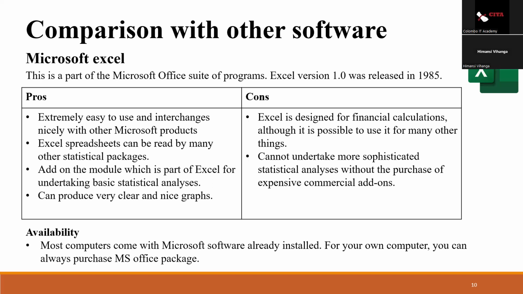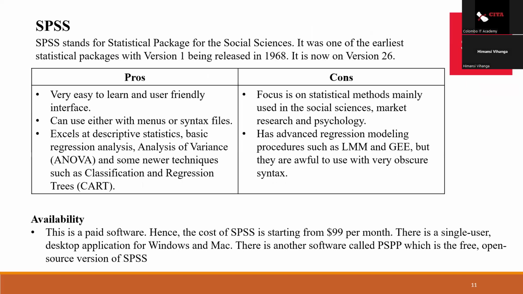So next one is SPSS. SPSS stands for Statistical Package for the Social Sciences. The version 1 of it was released in 1968, and now we are using version 26. As I have stated here, regarding the availability, it is not freely available to be downloaded. We have to pay money. As you can see here, we have to pay $99 per month for this software in order to use it.